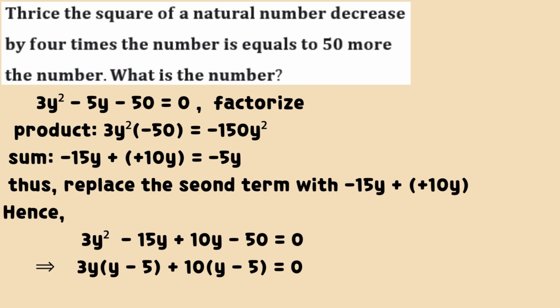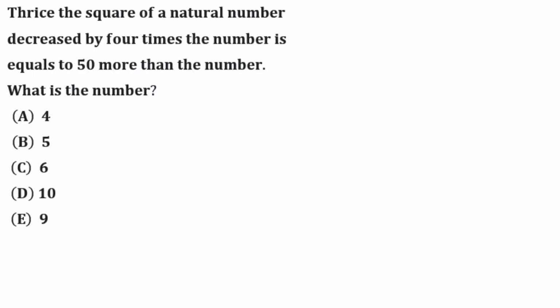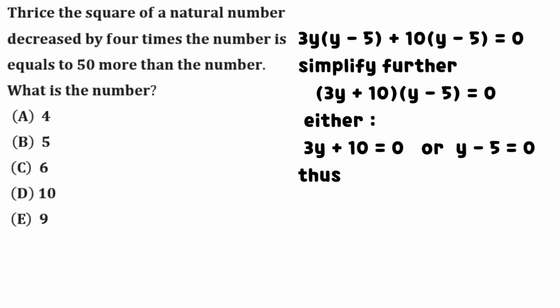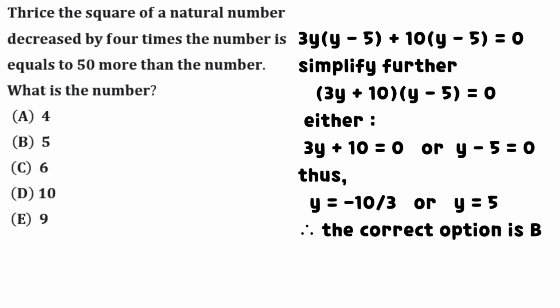Thus, replace the second term with the derived sum expression. Simplify and factor out the common factor in each group as shown on the screen and equate to 0. Simplify further and we have the product of 3 times y plus 10 and y minus 5 all equal to 0. Thus, either the sum of 3 times y and 10 equals 0 or y minus 5 equals 0.